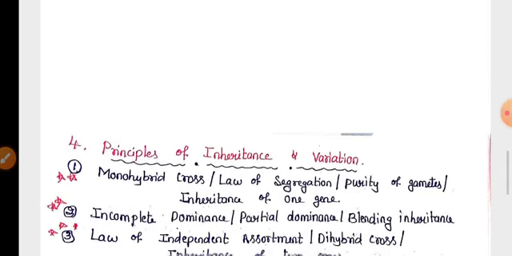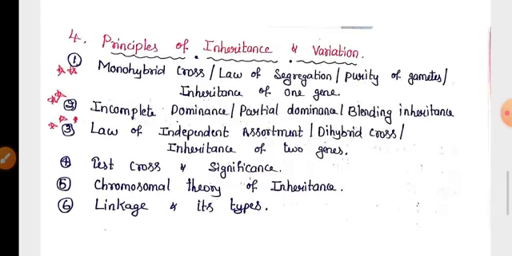From 4th chapter, principles of inheritance and variation, this chapter is only about up to pleiotropy. So there are 5 marks, 3 important questions. Monohybrid cross, also called as law of segregation or purity of gamete or inheritance of one gene.